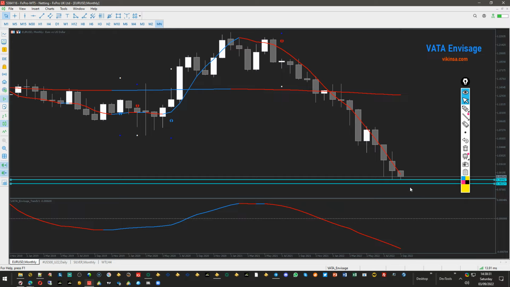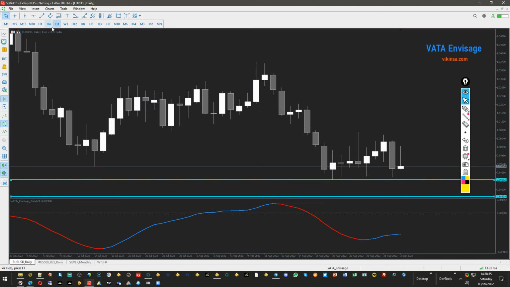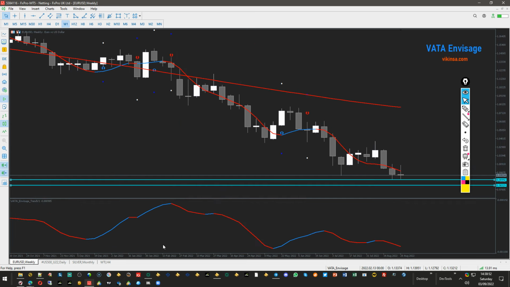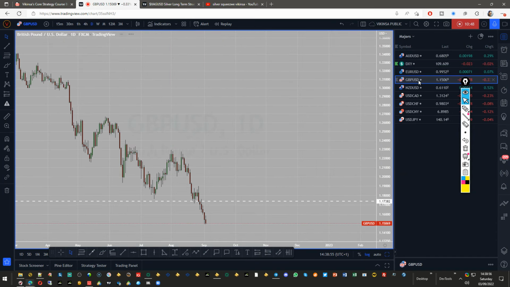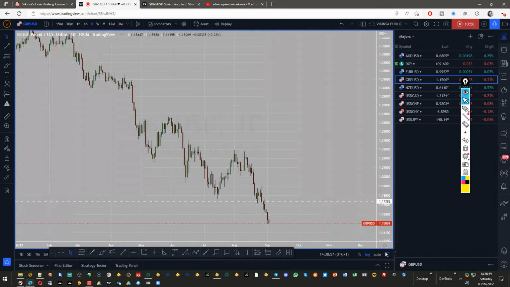So if monthly is telling me that it wants to go down, then there are very good chances that daily, 4 hour, 1 hour, all those levels will fail, because the higher time frame is bearish. So this is what we have on EUR/USD. The next one is GBP/USD. A lot of you have asked me to talk about GBP/USD.